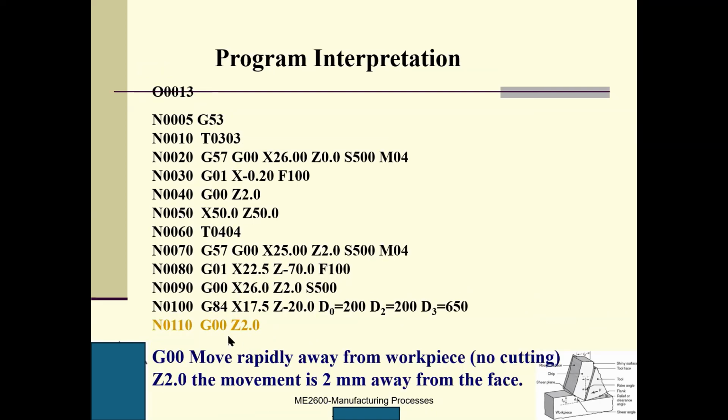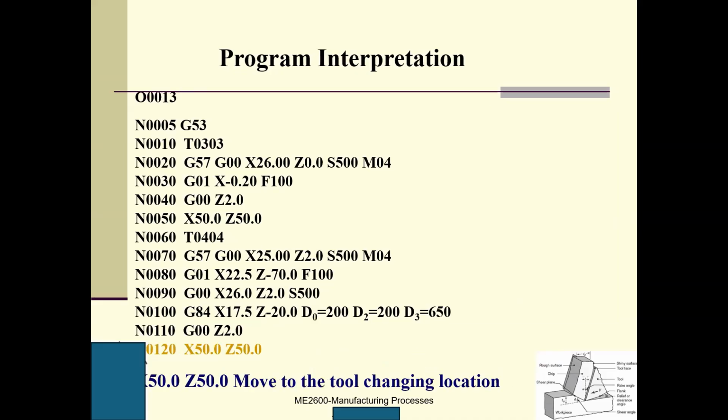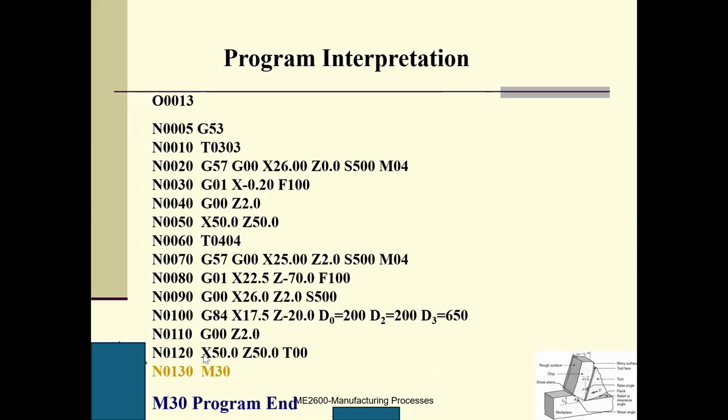G00, after that, G00 moves rapidly away from the workpiece, to Z 2.0. X does not change. The X value does not change. So it's still using G00, moving to the tool changing location. It's the tool changing location. So we're still using G00. M30.